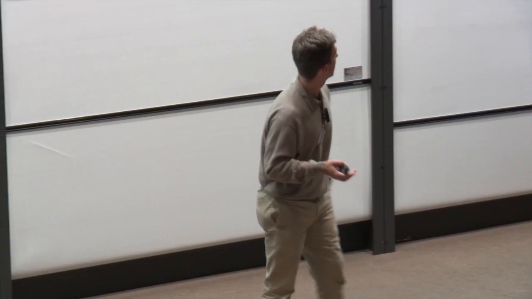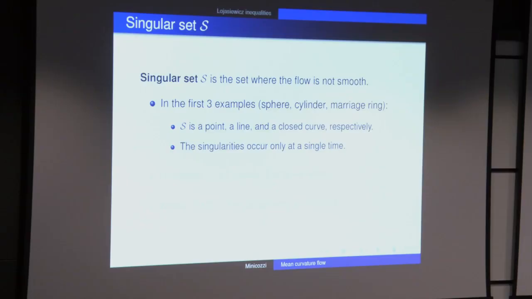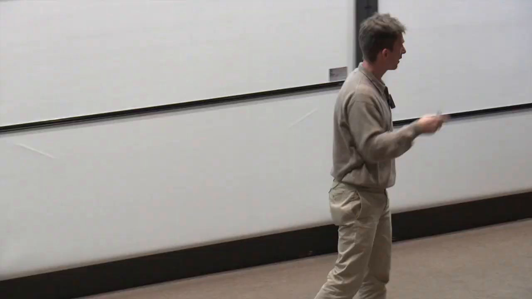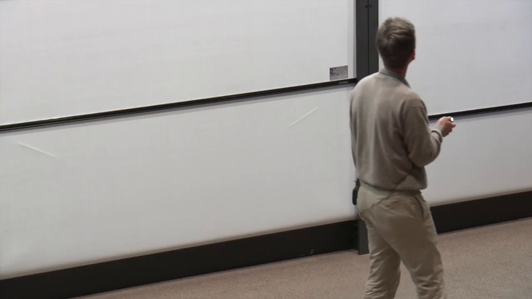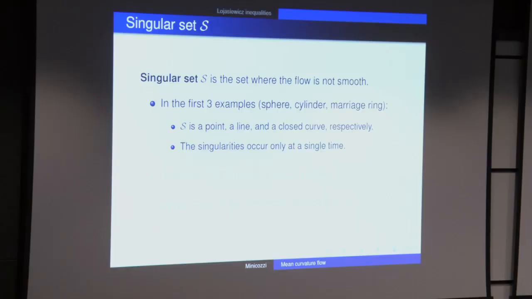In the examples that we've looked at so far, for the sphere, there's only one point where it's singular in space-time, that's the extinction point. In the cylinder, the singular set is a line, and this happens just at a single time. And in the Angenent torus, again, there's only one singular time, and at that singular time, the set of singularities is a circle. So in the case of a dumbbell, there are two singular times and three singular points. So the neck pinch point, and then the two extinctions later in time.